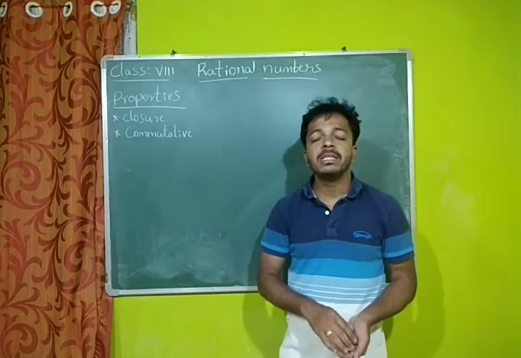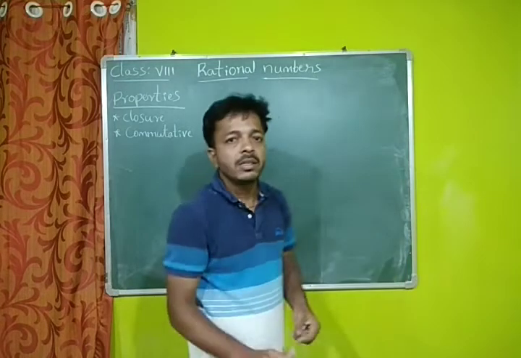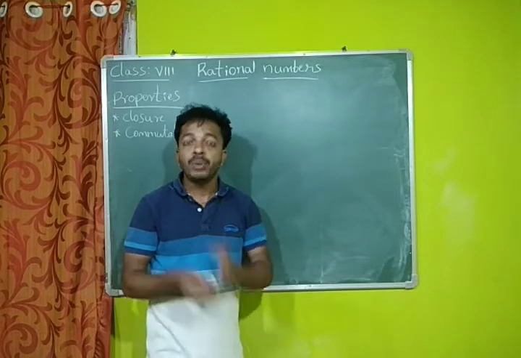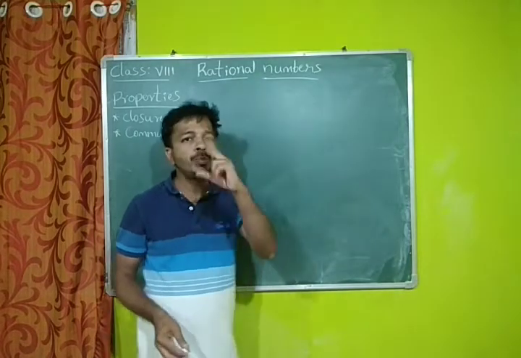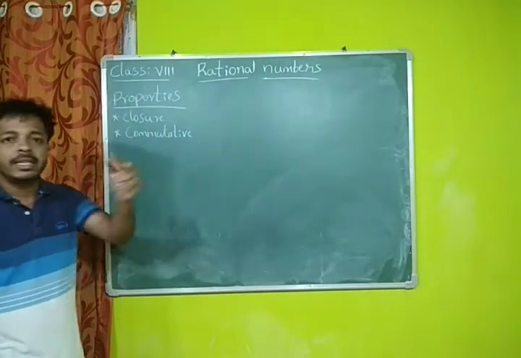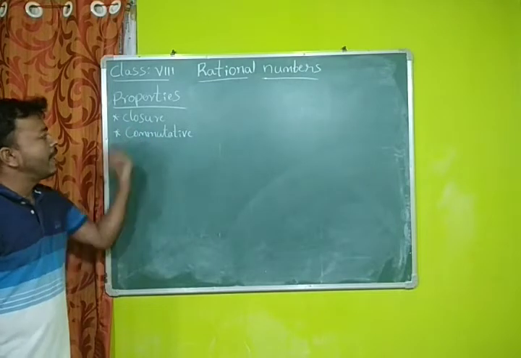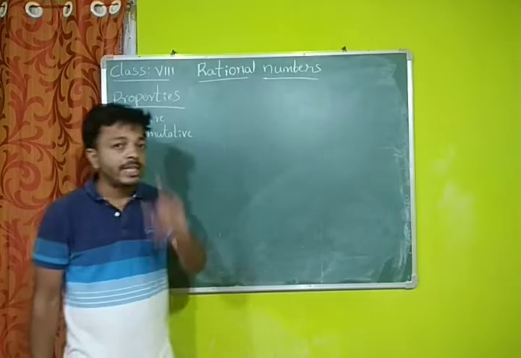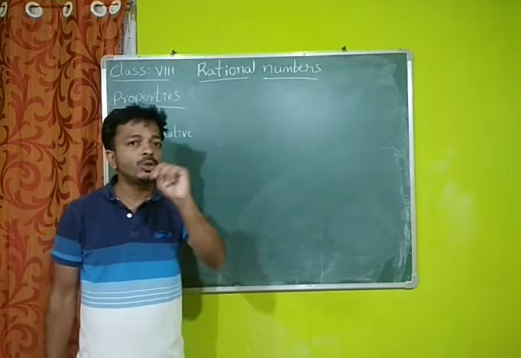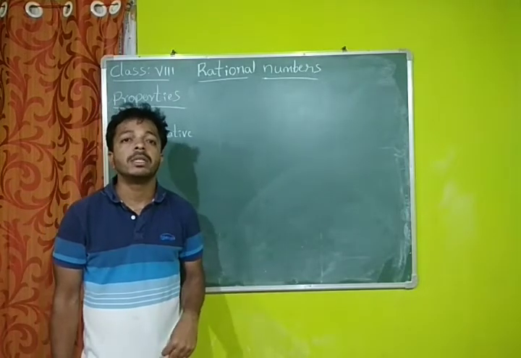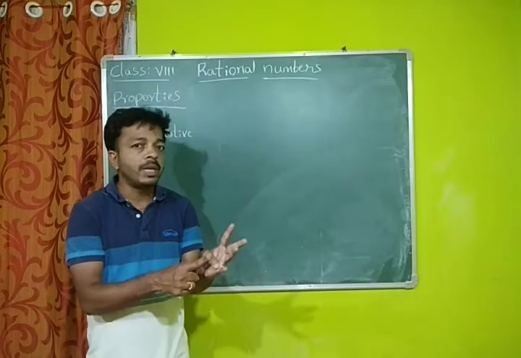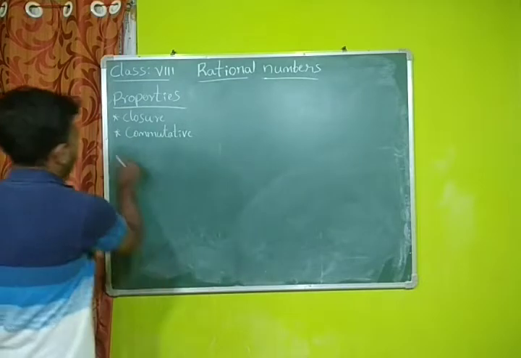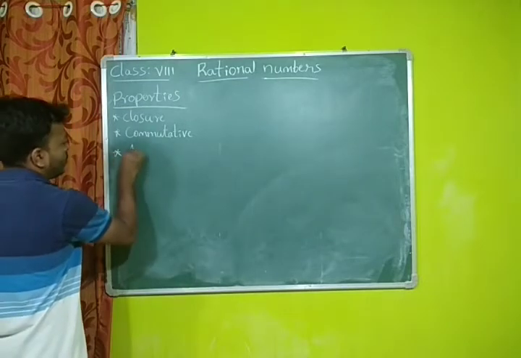Yesterday in the last class we discussed the definition and properties of rational numbers. In those properties, two we already learned: one is the closure property and one more is the commutative property. Two more important properties remain: one is the associative property, and the second is the distributive property. Now we are going to discuss the associative property.